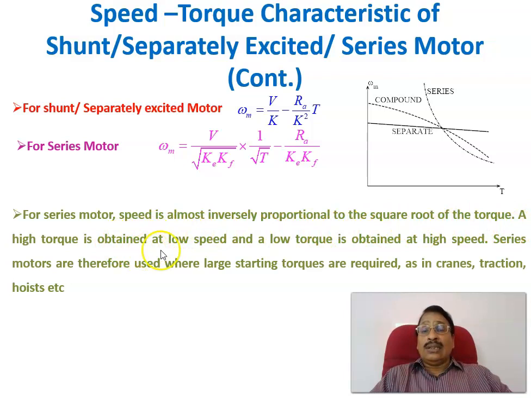Therefore, a high torque is obtained at low speed, and a low torque is obtained at high speed. Inverse characteristics. Series motors are therefore used where a large starting torque is required, as in the case of cranes, traction purposes or hoists. There we use series motors. Therefore, a series motor's starting torque is very high compared to shunt motors.